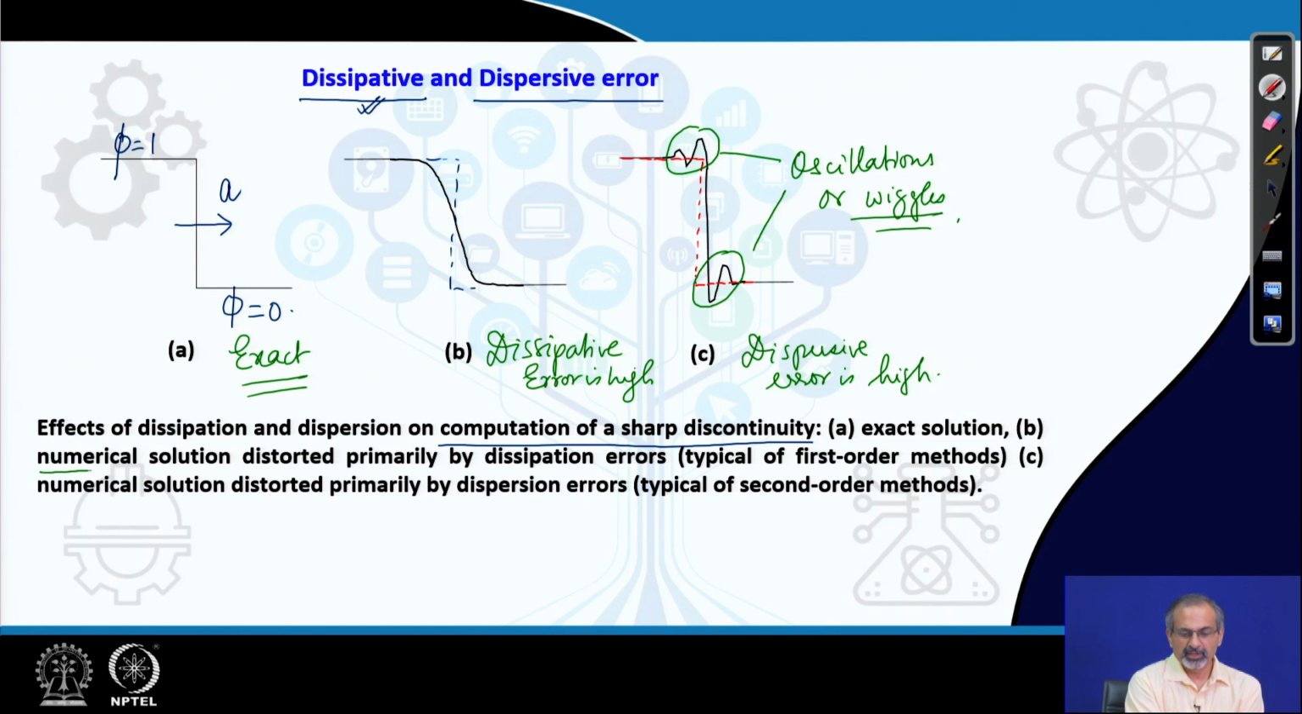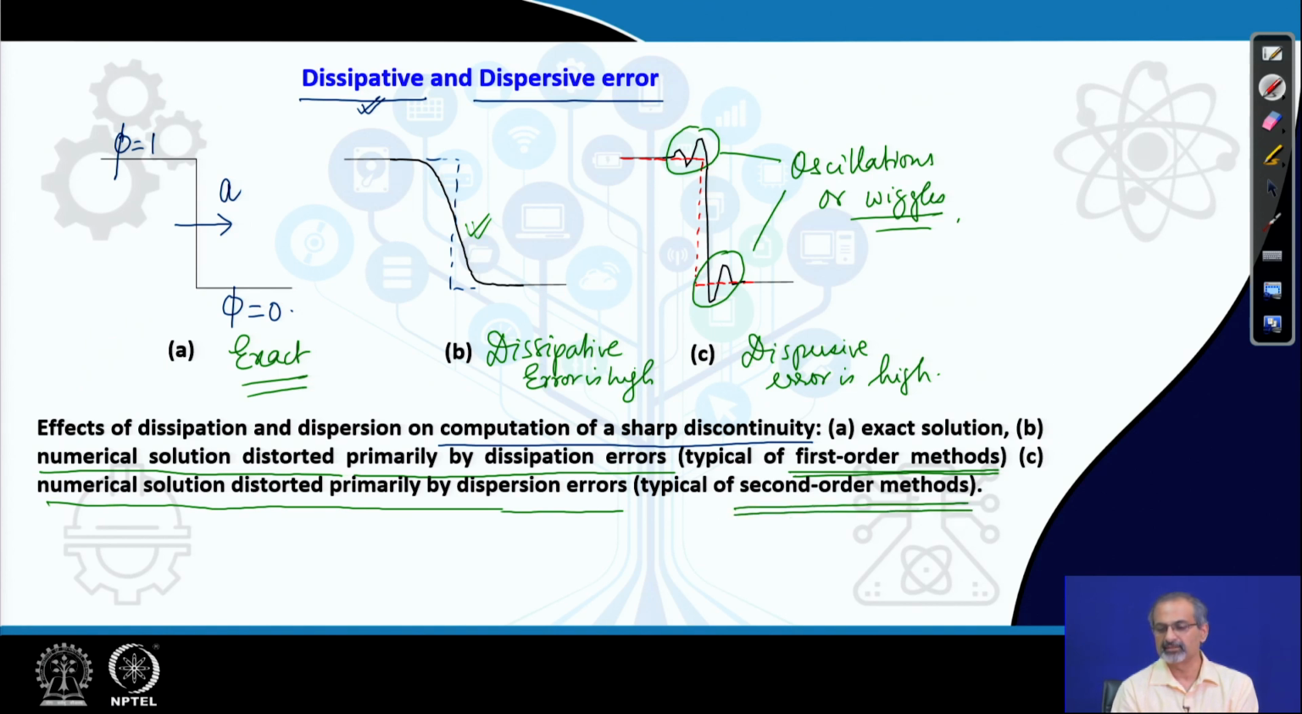Now, numerical solutions which are distorted primarily by dissipation errors are from first order accurate methods. That means first order accurate methods suffer from this issue, that they damp sharp gradients. Numerical solutions distorted primarily by dispersion errors are typically from second order accurate methods. So, second order accurate methods suffer from these kinds of oscillations.